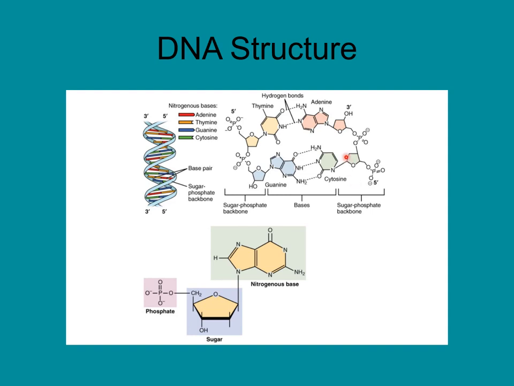Now, A and T, because remember we use the letter abbreviations, A and T always bind together with two hydrogen bonds. G and C always bind together with three hydrogen bonds. How do you remember this? There are different ways of remembering it.